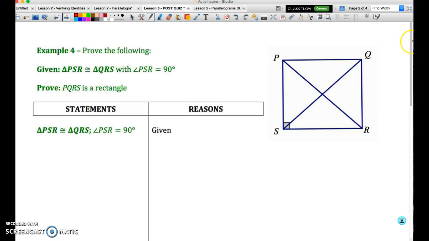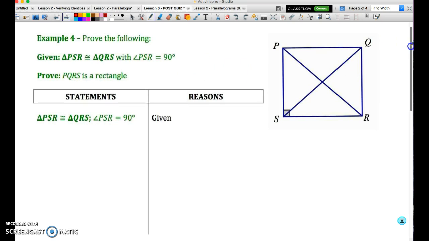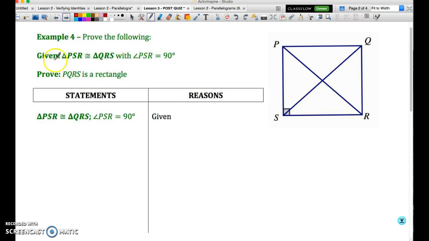We've now got a proof, and I'll try to move through this quickly. The given information is that triangle PSR is congruent to triangle QRS. We also have angle PSR is 90 degrees. Okay, so what I'm going to do is start off by saying that angle QRS is also equal to 90 degrees, and that is because of CPCTC.